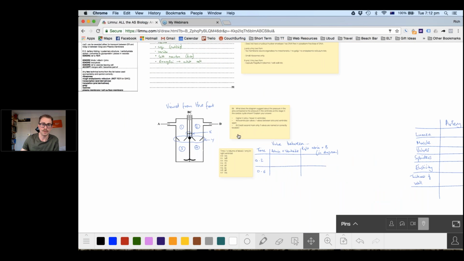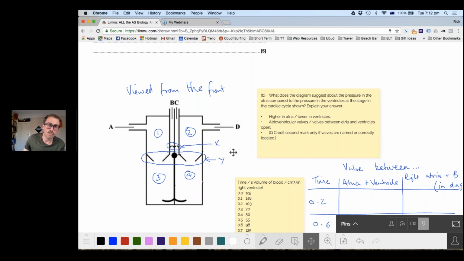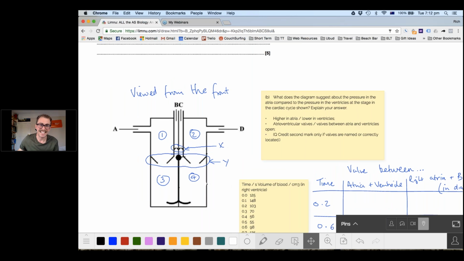Okay, so last couple of topics. This is the heart viewed from the front. What are the blood vessels A, B, C, D? What are chambers 1, 2, 3, 4? And what are the valves X and Y?